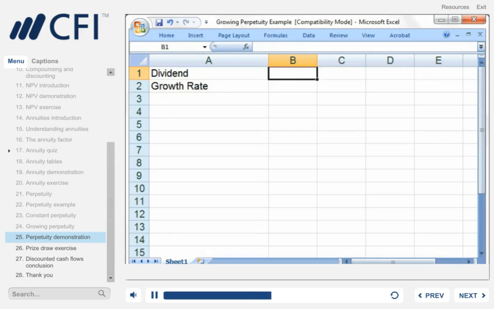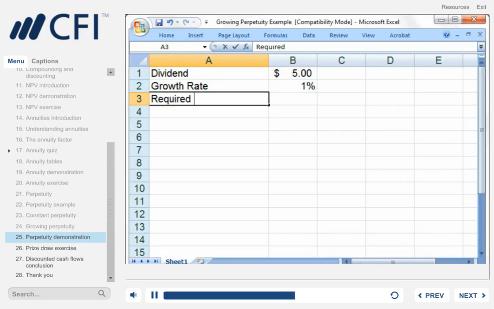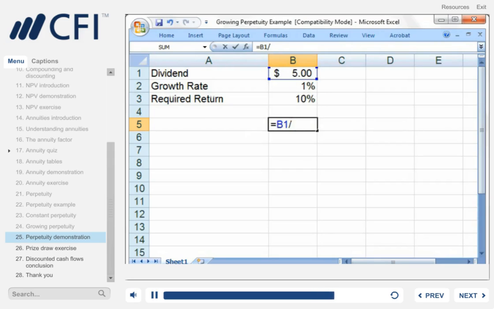Let's insert these two variables in cells B1 and B2. Finally, let's say your required rate of return is 10%. Let's insert this value into cell B3. In cell B5, I'm going to type my growing perpetuity formula, which will read equals 5 divided by bracket B3 minus B2 close bracket. This gives us a present value of $55.56. If the stock is trading below this figure, this may represent a buying opportunity for us.